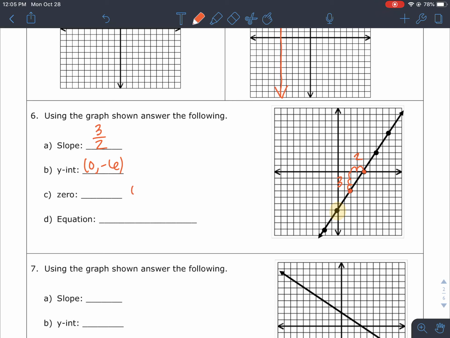Remember that your 0 matches up with your x-intercept. So my x-intercept is over there at 4, so my 0 is 4. And to go ahead and write my equation, remember we need the slope and the y-intercept. So it's y equals 3/2 x minus 6.